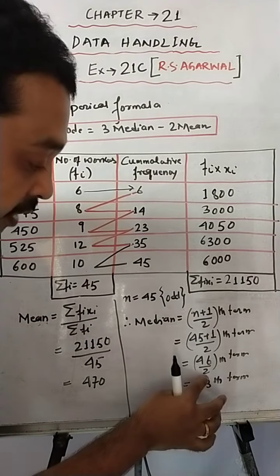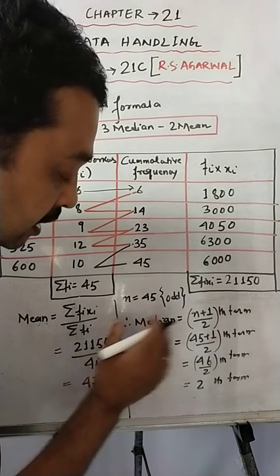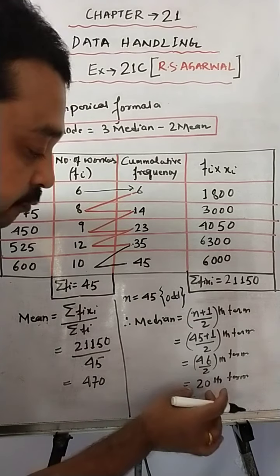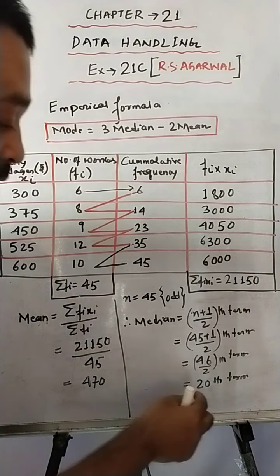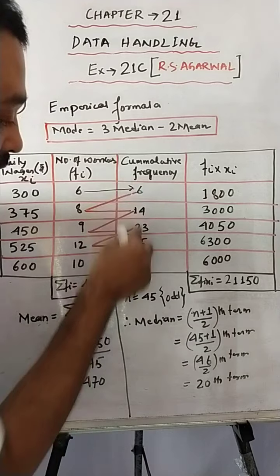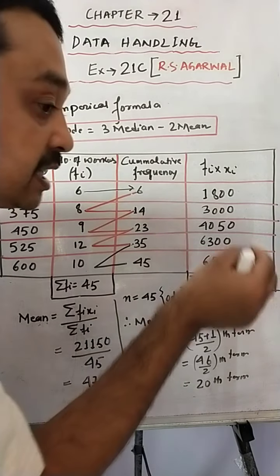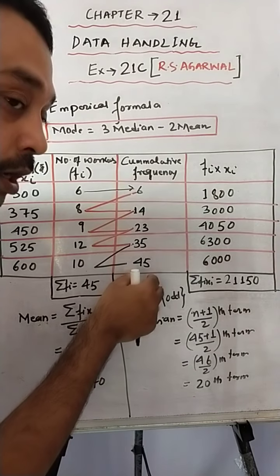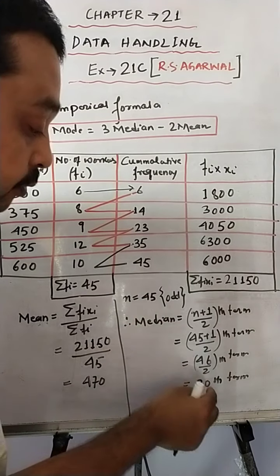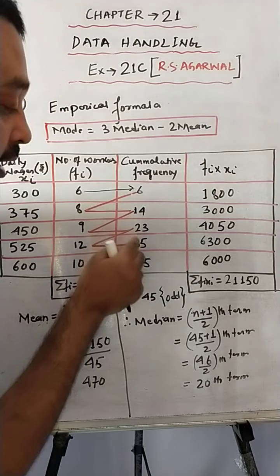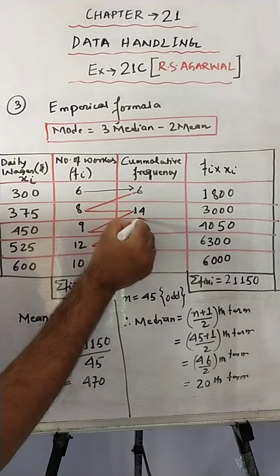Suppose the median would have been 20 here. I would first check whether 20 is present here or not. I would say no, 20 is not present. Now, which is the first number in the cumulative frequency column which is greater than 20? This is the first number which is greater than 20, so we will circle this first.